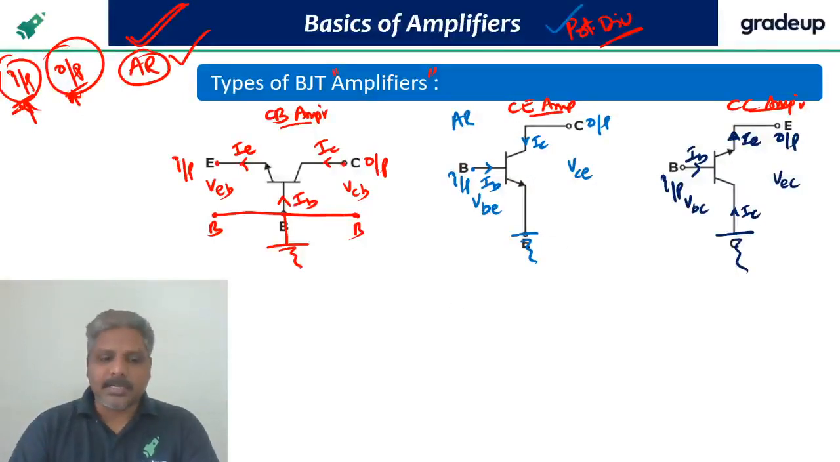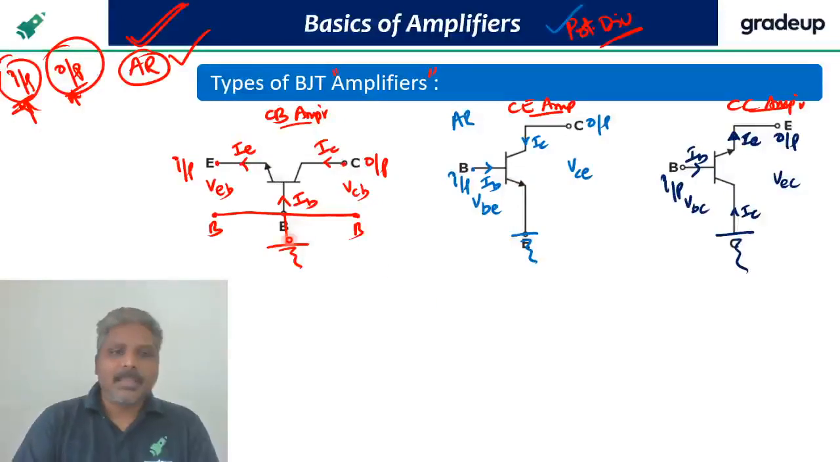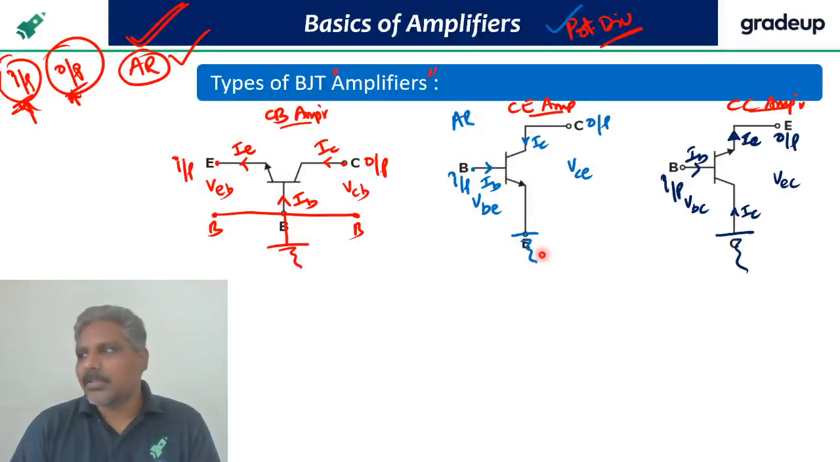Listen, I'll tell you a shortcut, a similarity. If you see common base and common emitter, the output point is the same. Output here is collector, here is also collector. But what is the difference? Input. In CE, input is at base, but in CB, input is at emitter. That is the difference. Rest of the terminal is obviously ground. So base is ground here, emitter is ground here.